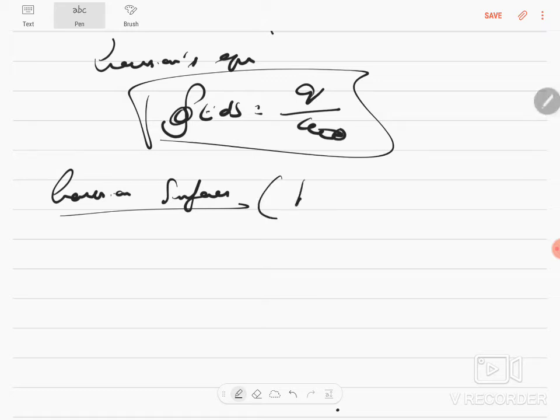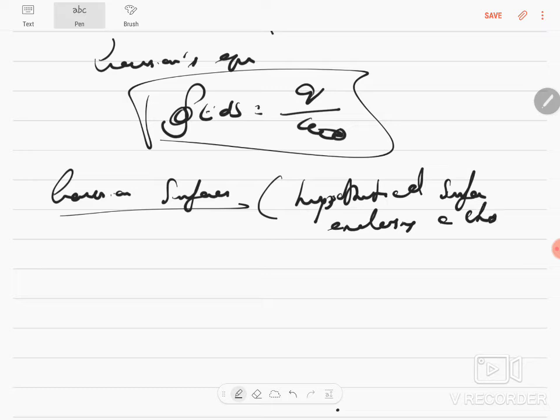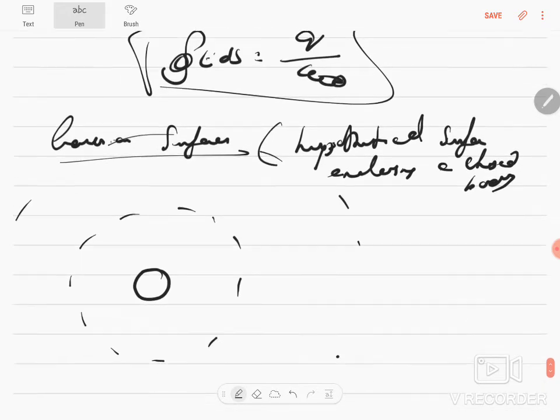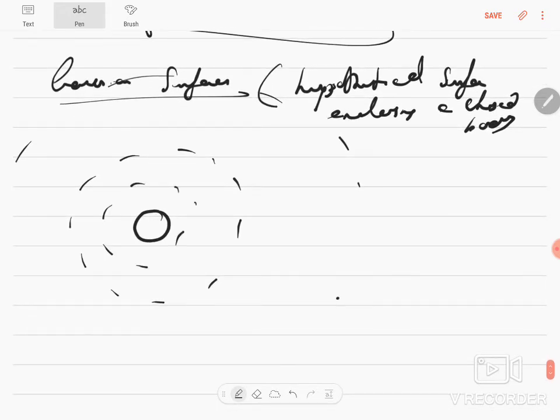So a Gaussian surface is a hypothetical surface enclosing a charge, enclosing a charged body, you can say it any way. Okay, that's known as a Gaussian surface. Suppose this is a spherical charged body. The Gaussian surface will be an imaginary sphere around it. It can be like this, it can be big spheres. Understood? So those are imaginary spheres, those are Gaussian surfaces.